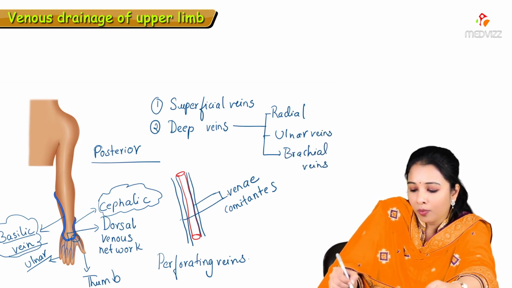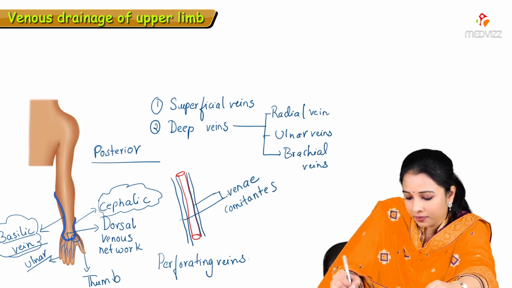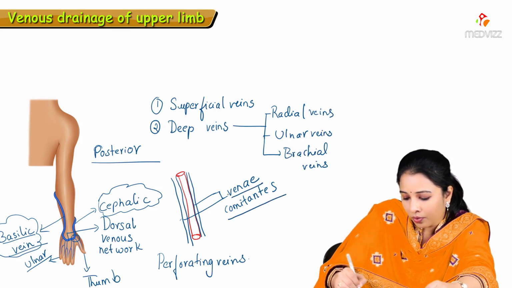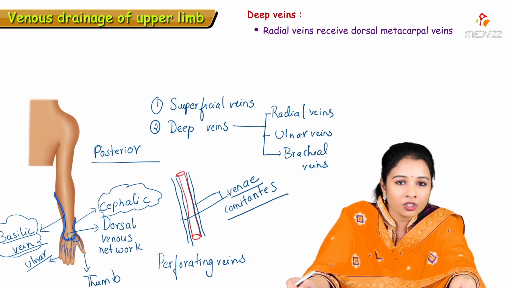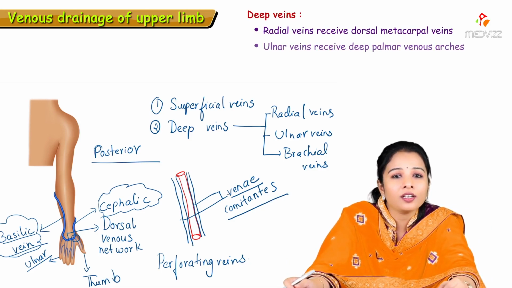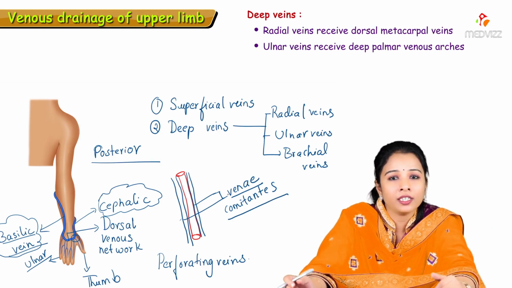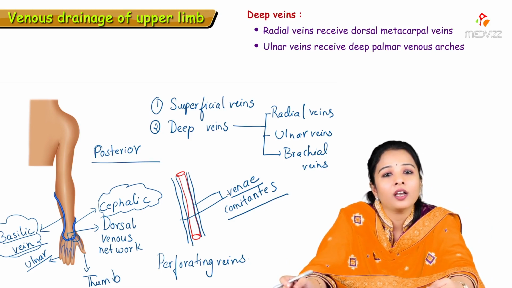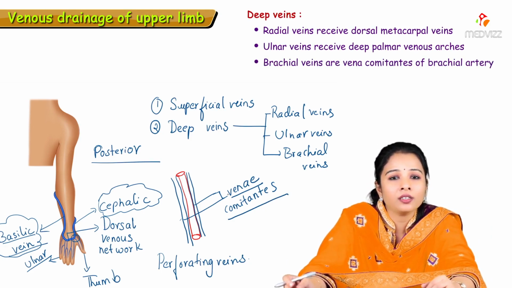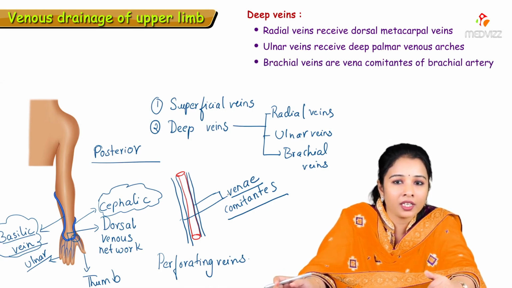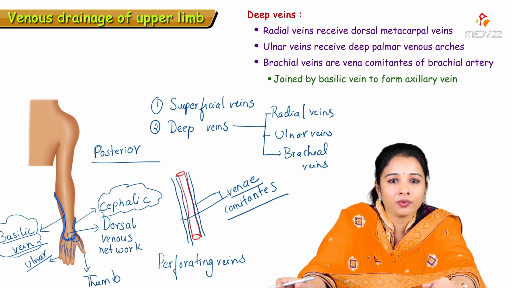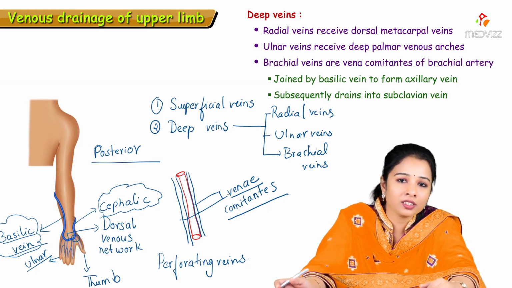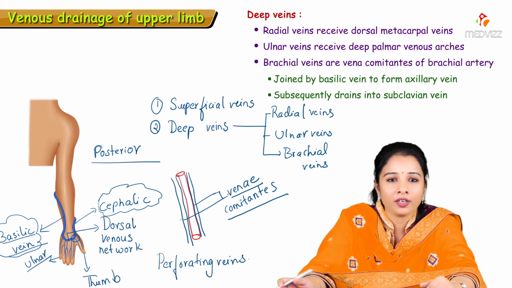They are all in the form of venae comitantes. Already I have shown you what venae comitantes are. So the radial veins receive the dorsal metacarpal veins, ulnar veins receive the deep palmar venous arches, and brachial veins are the venae comitantes of the brachial artery and are joined by the basilic vein to form the axillary vein, which subsequently drains into the subclavian vein, the vein of the upper limb.